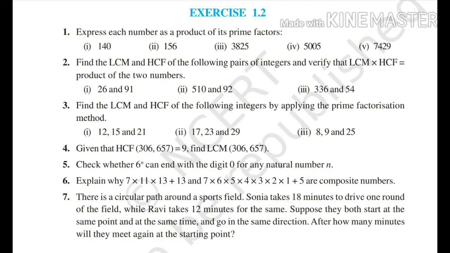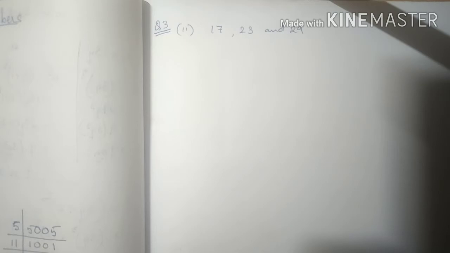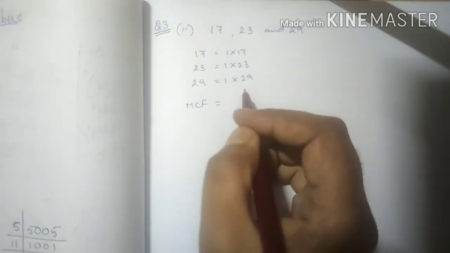Next, question number 3 is again the same question. We need to find the LCM and the HCF of the given numbers. Now there are 3 numbers, and we need to find the LCM and the HCF of 3 numbers. So we will do the prime factorization method only. The question is 17, 23, 29. You can see one thing here, that all the numbers are prime, right? So there is nothing common among prime numbers, so the HCF will be 1.